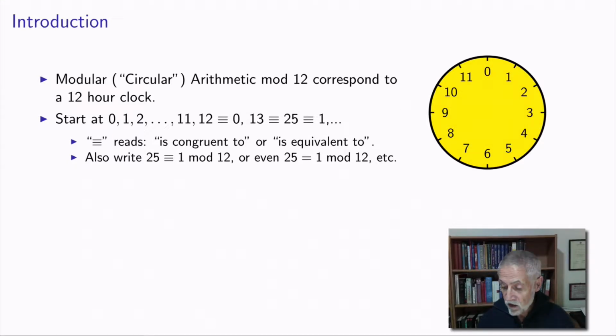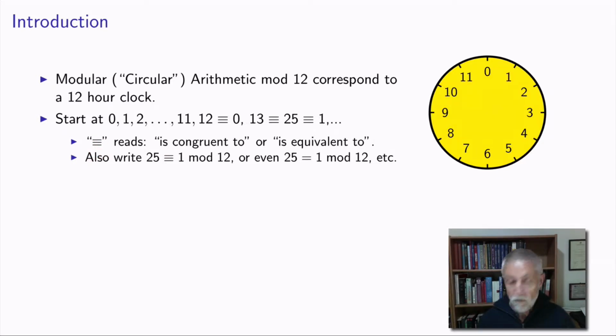So we deal with the numbers 0, 1, 2 up to 11, and then 12, which is congruent to 0, or sometimes we say is equivalent to 0, or sometimes we may even say is equal to 0. And then 13, which is congruent to 1, and that is congruent to 25, because 25 is 2 times 12, that's twice around the clock, and then we have 1 extra to go to make 25 from 24.